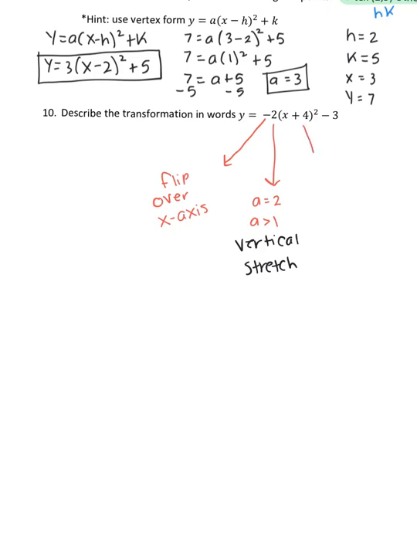The +4 that's in parentheses, remember X lies, so you're going in the opposite direction of what you think. So this is actually going to go left 4. And then the -3 that's in the back, that's going to take you down 3. So a movement left or right happens inside of the parentheses, and a movement up or down happens at the very end of the function.